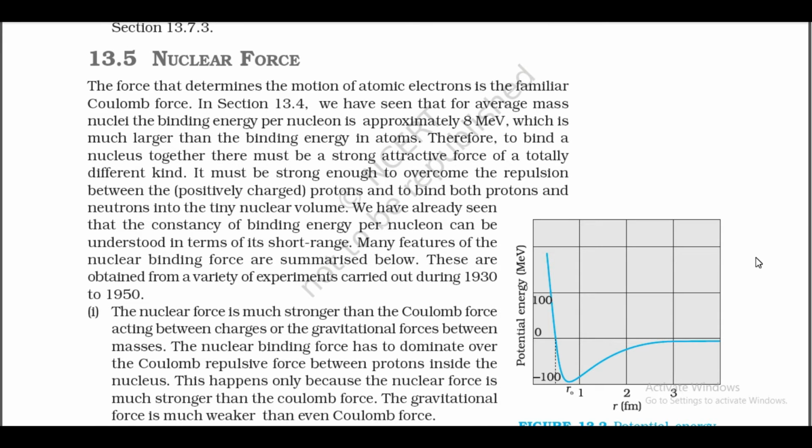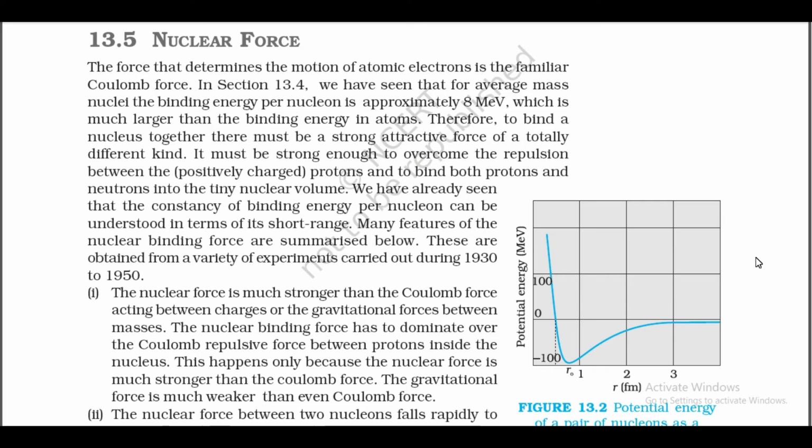13.5 Nuclear force. The force that determines the motion of atomic electrons is the familiar Coulomb force. In section 13.4, we have seen that for average mass nuclei, the binding energy per nucleon is approximately 8 MeV, which is much larger than the binding energy in atoms. Therefore, to bind a nucleus together, there must be a strong attractive force of a totally different kind. It must be strong enough to overcome the repulsion between the positively charged protons and to bind both protons and neutrons into the tiny nuclear volume.